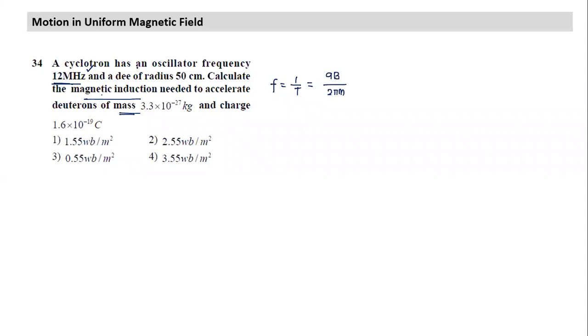So what are the things which are given here? The frequency is given, m and q are given. This question only indicates that frequency and these things are related, so I can easily calculate the value of B. And Tesla and Weber per meter square are the same unit.